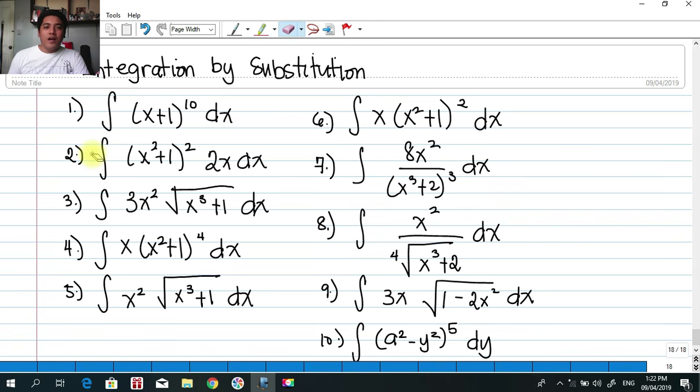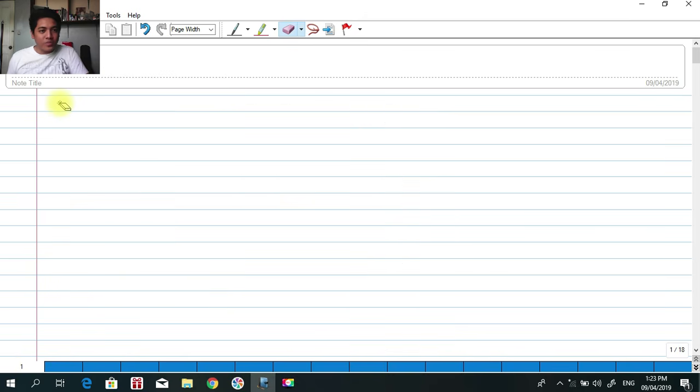So let's start. We have 10 examples, and we shall be computing all the integrals of these examples. Let's start with number 1: the integral of (x + 1)^10 dx.